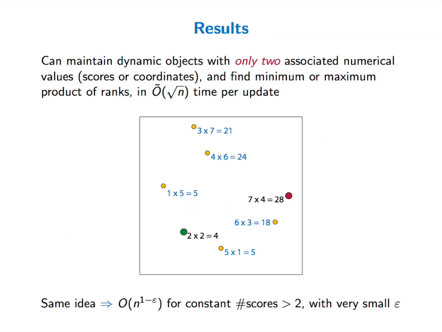Before I give you the details of our methods, let me just tell you the main result. We can maintain a collection of dynamic objects with two numeric values associated with them, which you can think of as the two coordinates of points in the Euclidean plane.